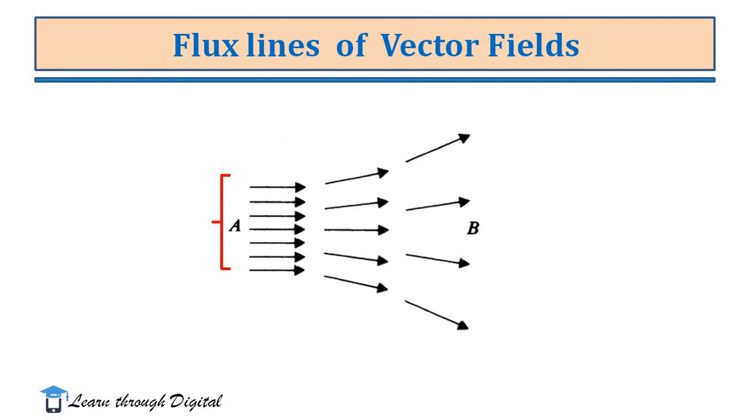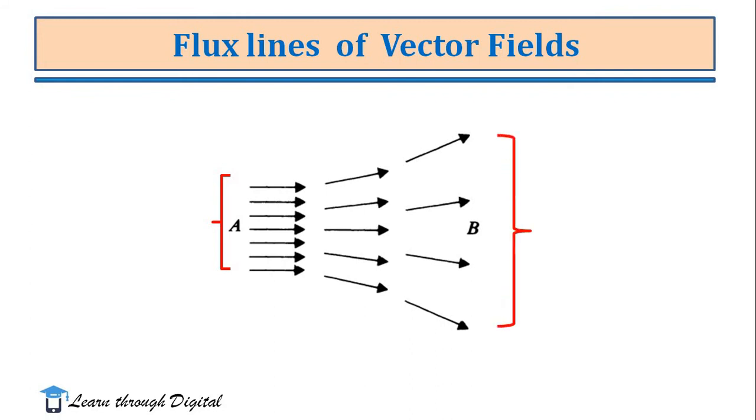This figure illustrates flux lines of vector fields. What is meant by flux lines? Flux lines or strain lines. In the study of vector fields, it is convenient to represent field variations graphically by directed field lines, which are called flux lines or strain lines. The direction of the vector field is indicated by the directed lines or curves, which are illustrated in this figure.